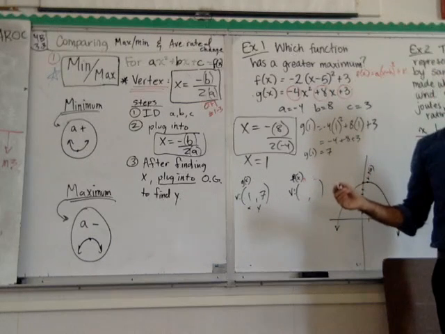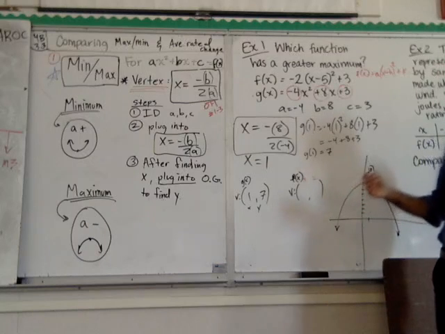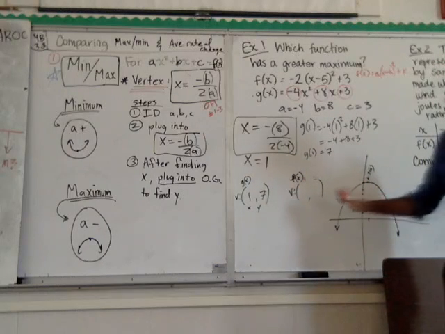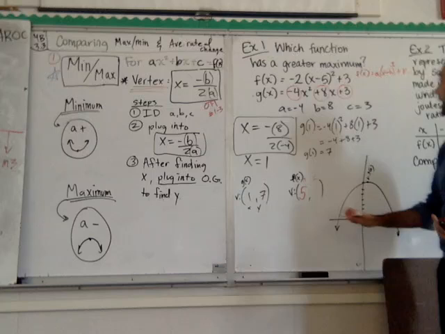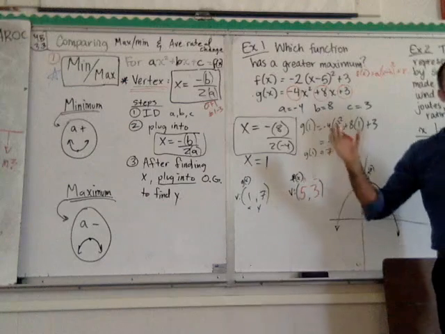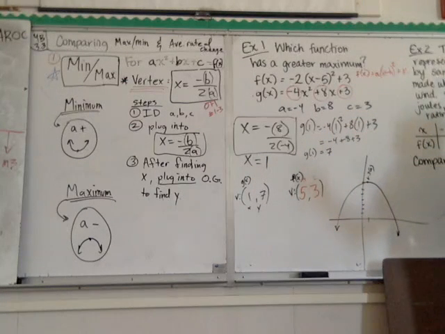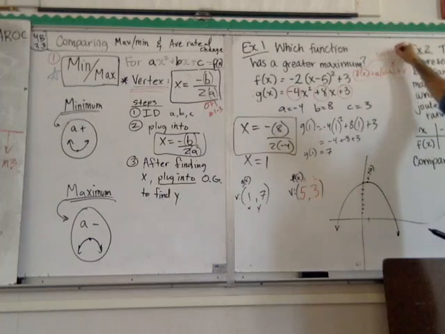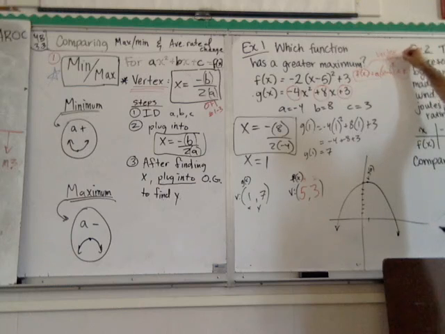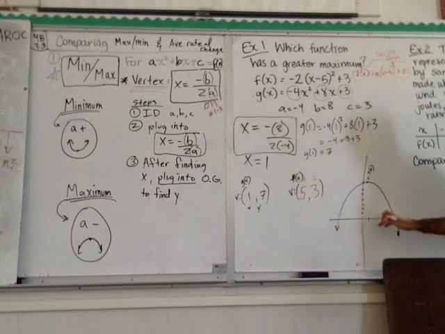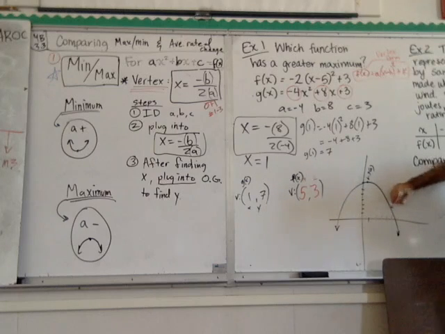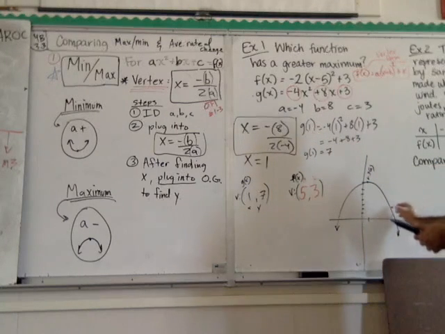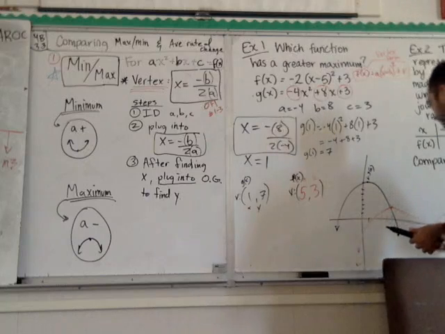So let's see, Belto, what do you think for h? 5, good. Adriana, what do you think for k? 3. 3, perfect. 5, 3, done. Vertex, I love it when it's in vertex form. This is our vertex form. All right, so let's go ahead and do 2, 3, 4, 5, 3. And they're both negative, so they're both opening down. Sad face.